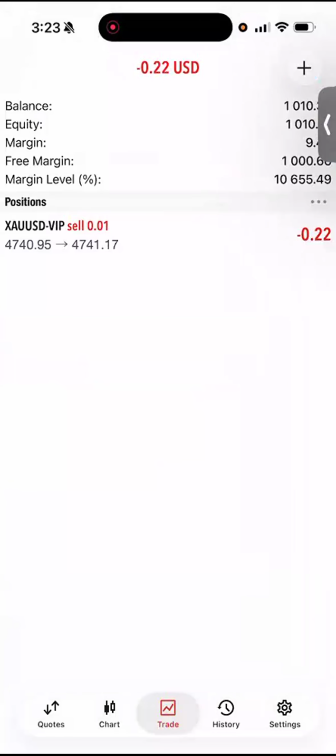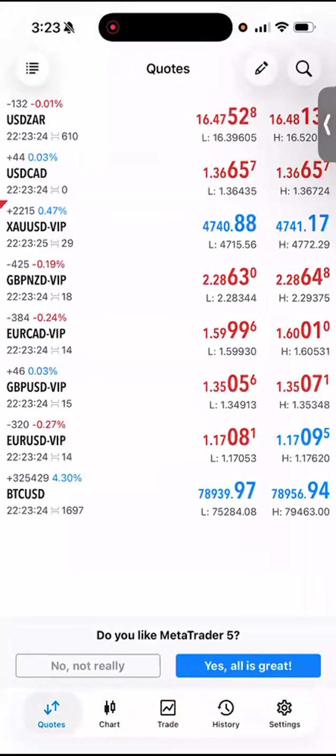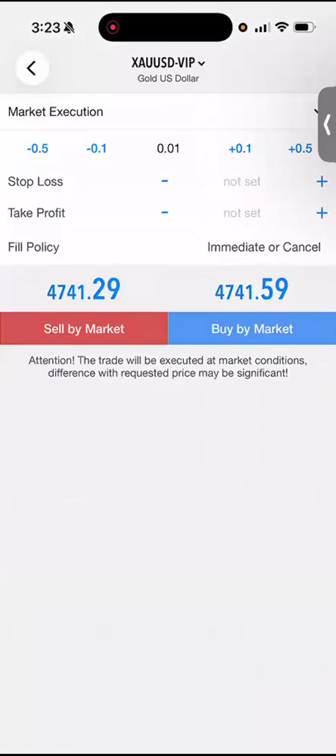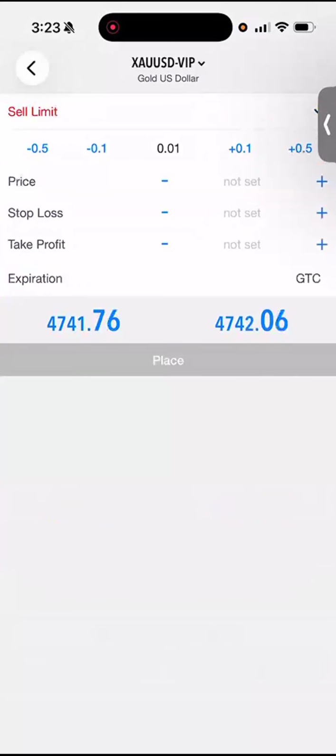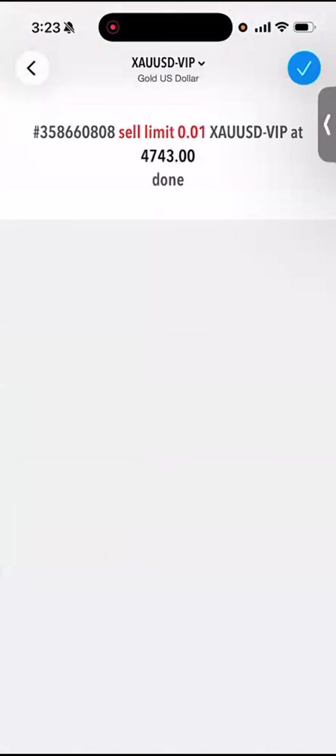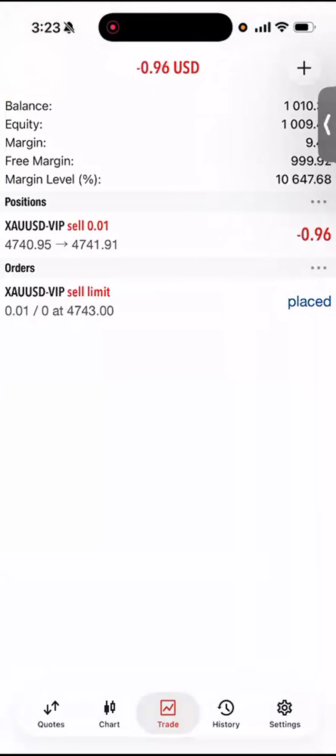Now that I've sold, the next thing I'll do, guys, I'll go and take another position at probably 20 pips ahead of it, which is 4743. I'll position myself. So whatever makes this market come down to 4743, it will give me more profit than this one that is already in loss.